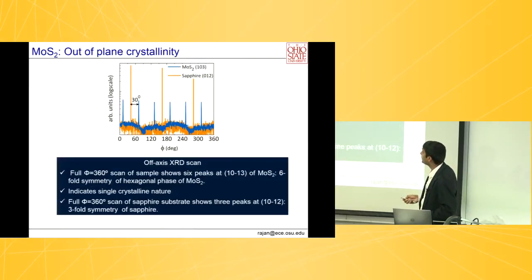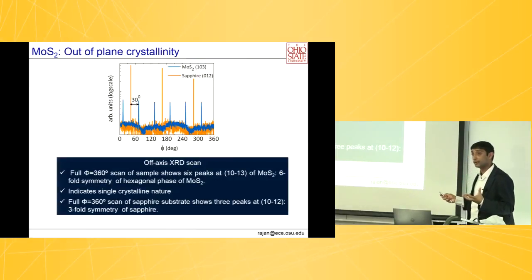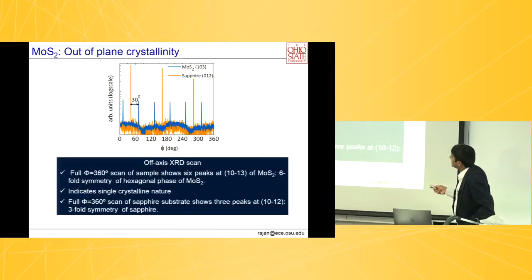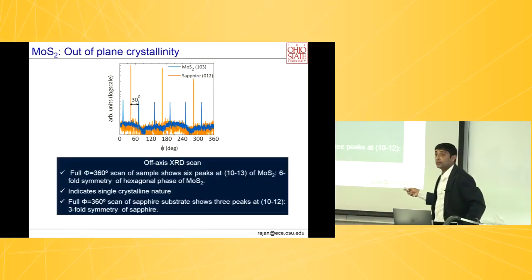I think what's more interesting is looking at out-of-plane order. And so this is basically, we're looking at the XRD in an off-axis direction, okay? So we're looking at a plane that's inclined to the basal plane. So this is a basal plane. We're looking at some inclined plane here. And so these are the sapphire peaks here. You can see there's 3-fold symmetry of sapphire. And then that's MoS2. You can see the 6-fold symmetry.